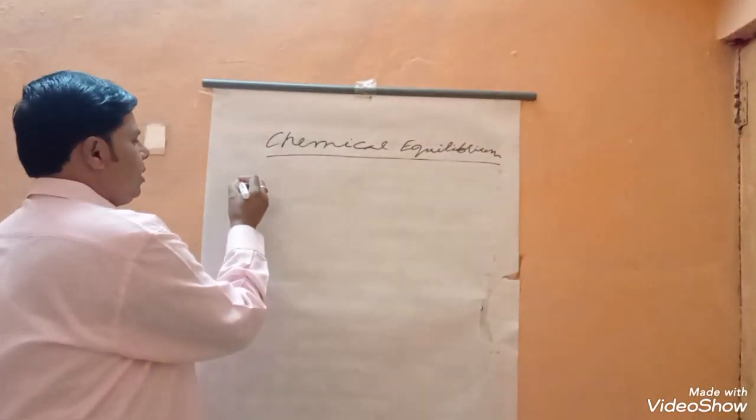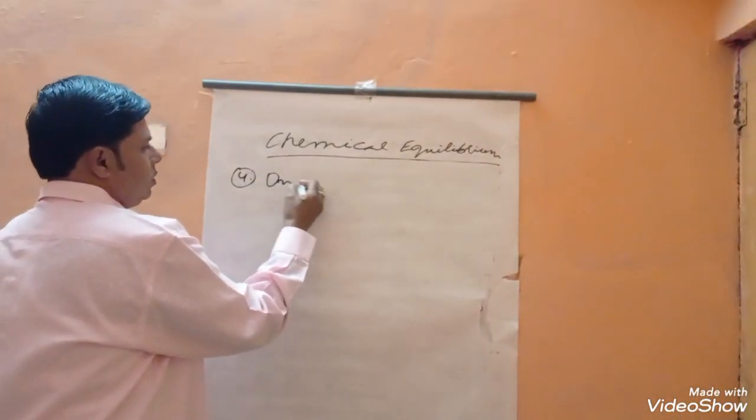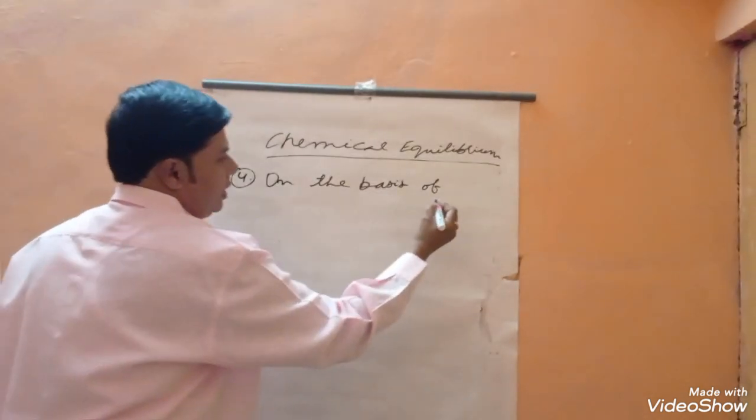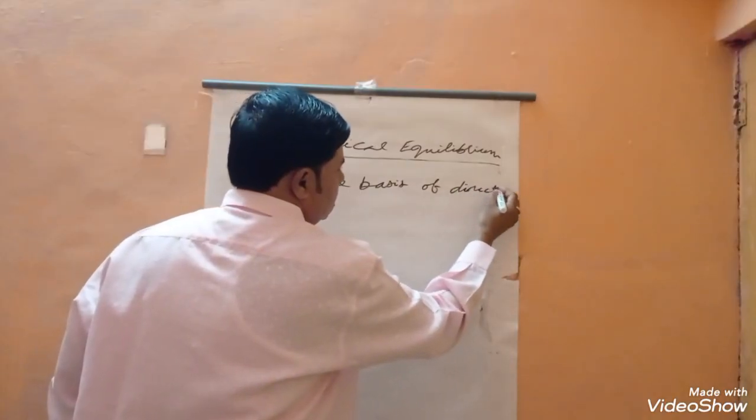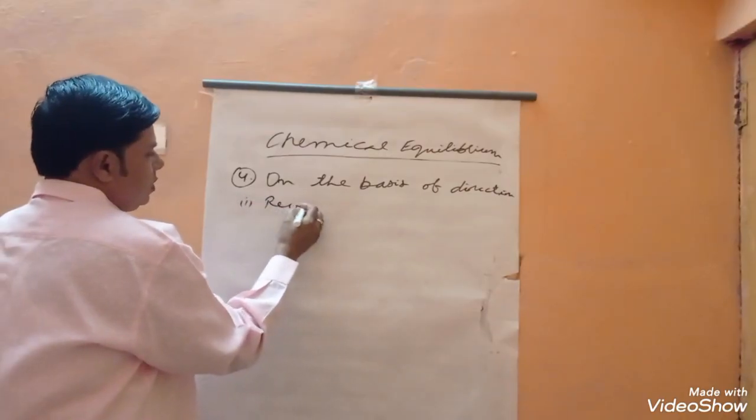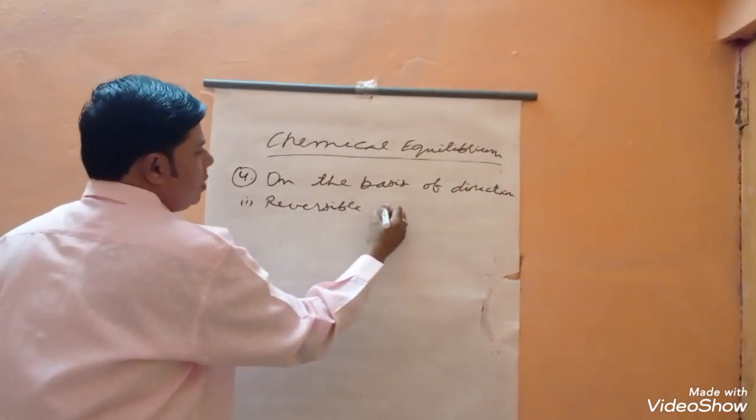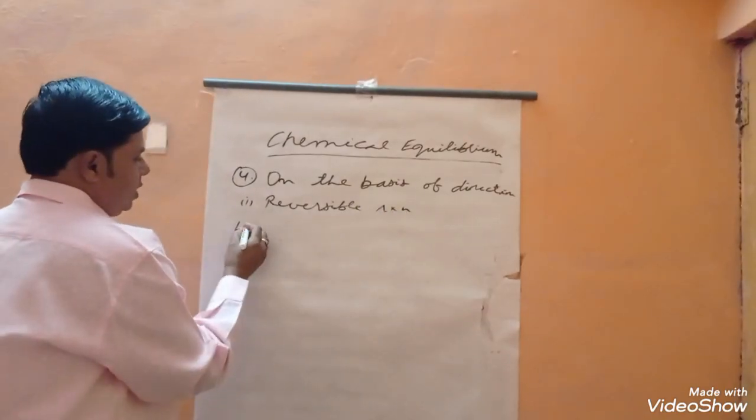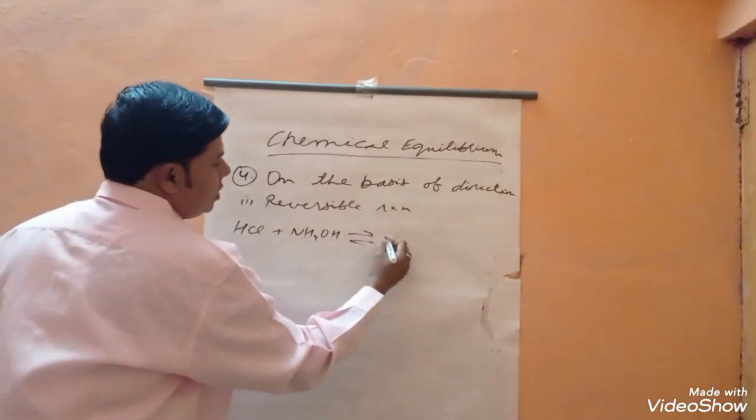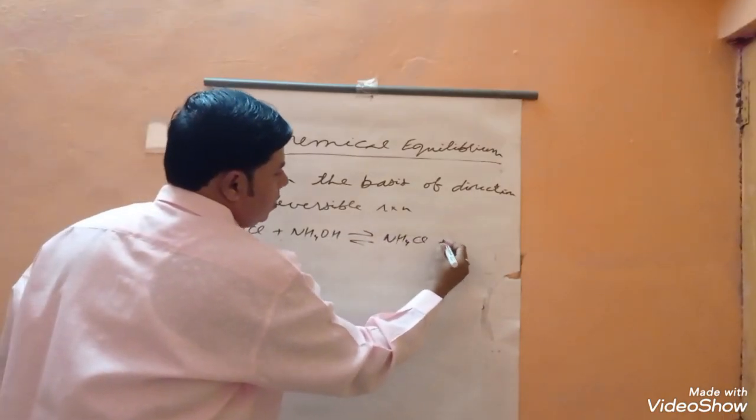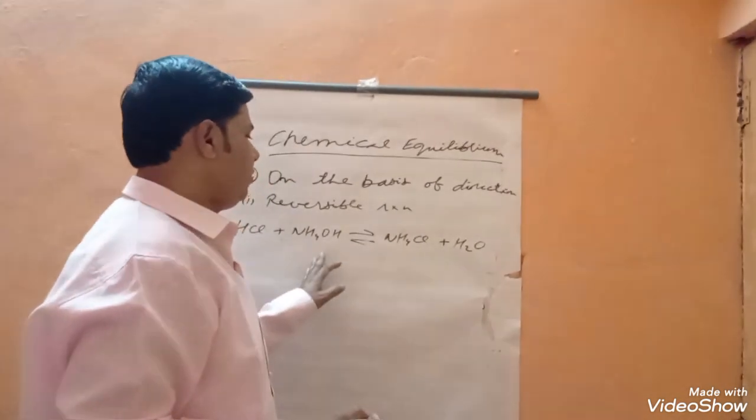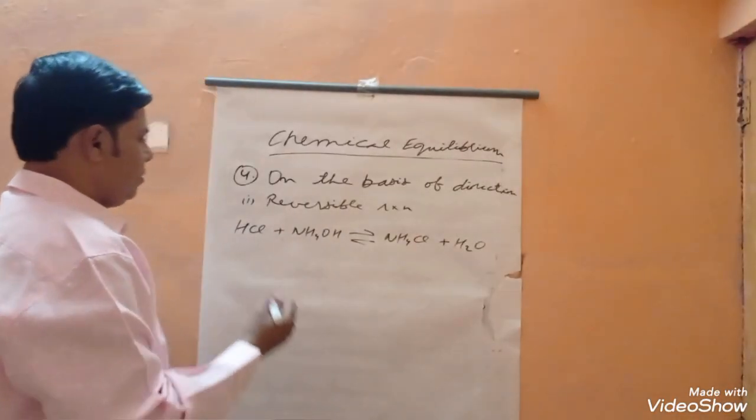Come to the next point, on the basis of direction. It is of two types. First one is reversible reaction. For example, HCl plus NH4OH gives NH4Cl plus H2O. The reaction proceeds in both directions, in the forward direction or in the backward direction. So it is the reversible reaction.